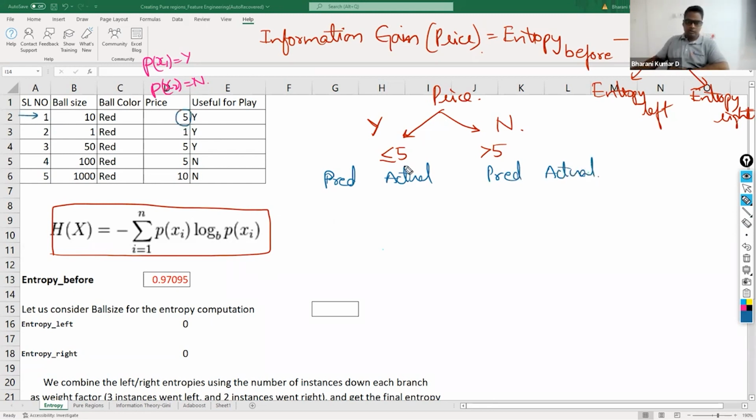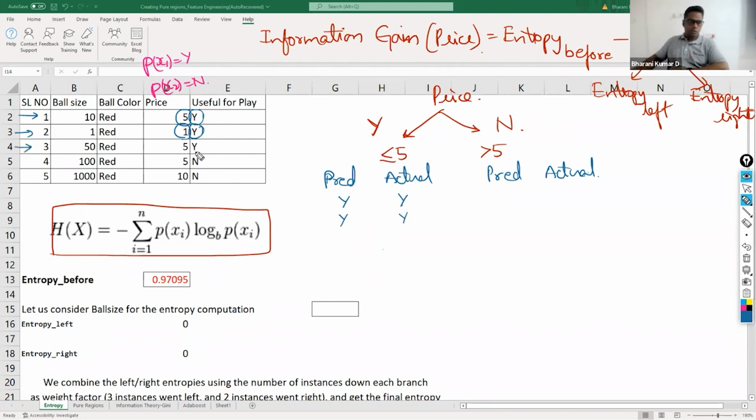The value here is 5. 5 is less than or equal to 5. So the predicted value would be yes. Actual value also is yes. Then let's go to the second row. The value is 1, which is less than or equal to 5. So the predicted value will be yes. And the actual value also says yes.